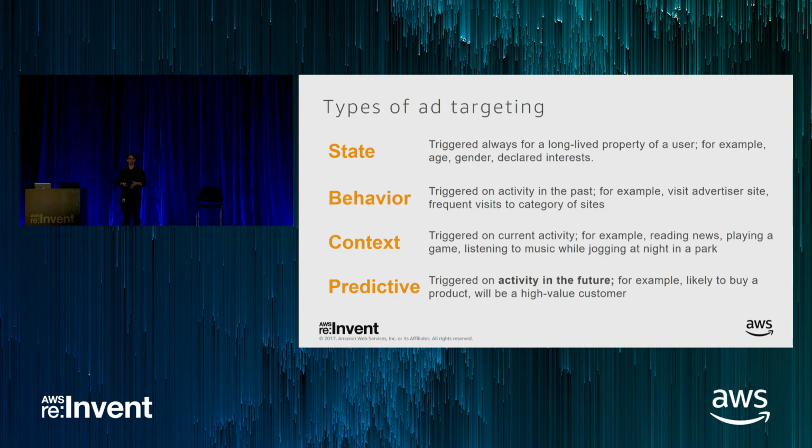The next one doesn't look at the past, it doesn't look at the present, it looks at the future, which is predictive-based targeting. That tells us what we are going to do. Are we going to buy a product in the future? Are we likely to be a high-value customer or strike it big in the casino and be a high roller? These are all things that haven't happened yet, but we can predict them.